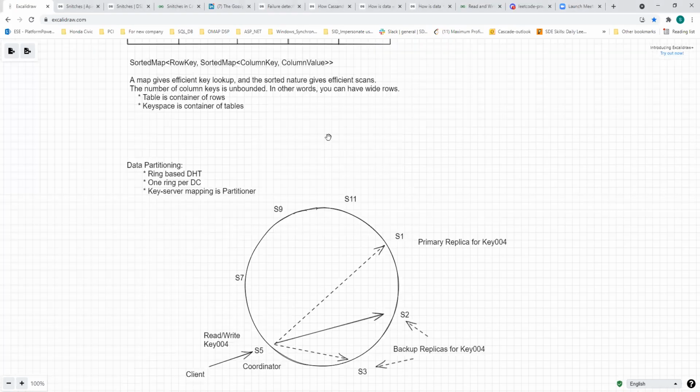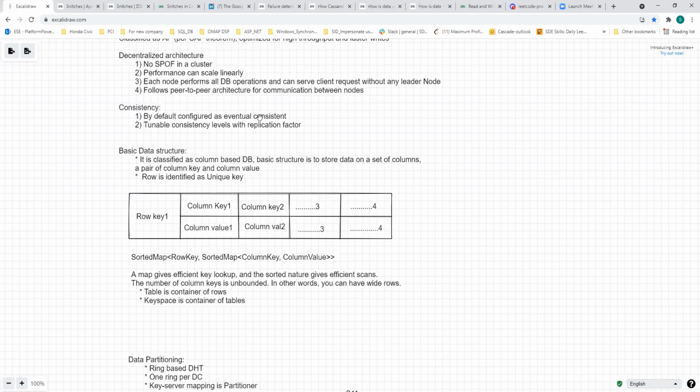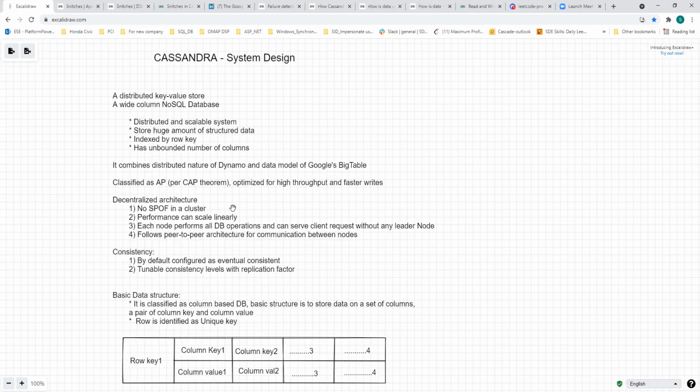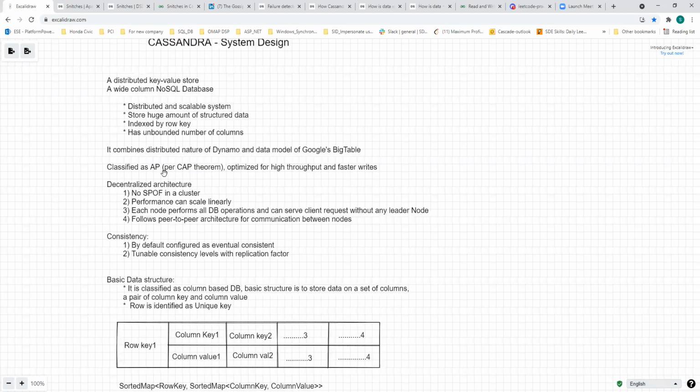Yeah. So last time, we were discussing Cassandra, and we did a lot of things. We saw how Cassandra is different from Dynamo, and in most cases, it is different. But let's not go into the details of what it was. Everyone knows that Dynamo and Cassandra are both classified as AP per the CAP theorem.